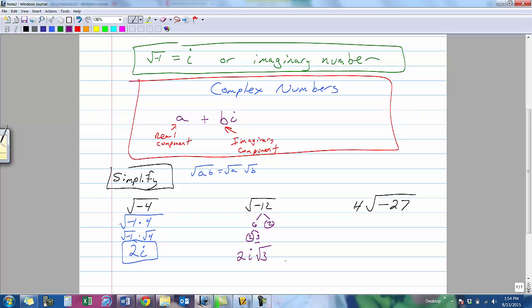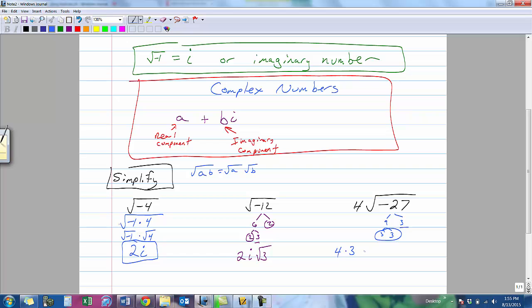Here's the thing, y'all. As soon as you see a negative inside the radical, you're going to have an i. All right, let's talk about 4 root negative 27. Make a tree with negative root 27. 9 and 3. 3 and 3. What can come out? Well, we already got a 4 out. A 3 can come out.